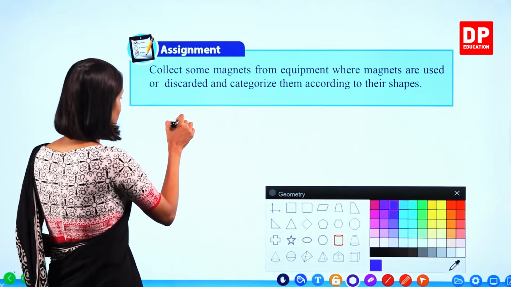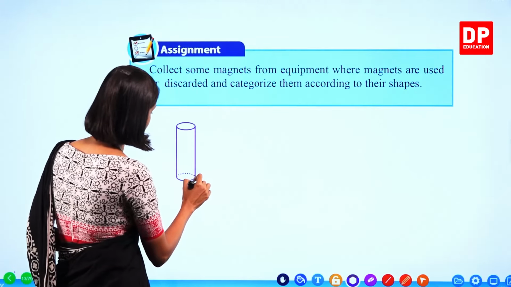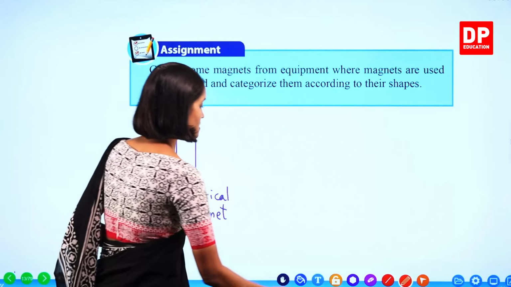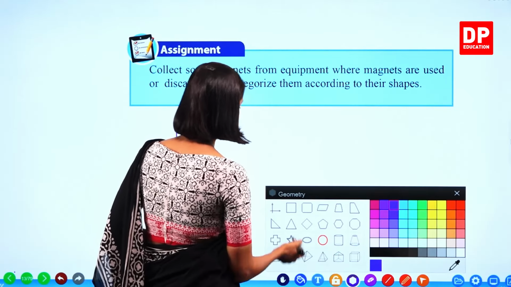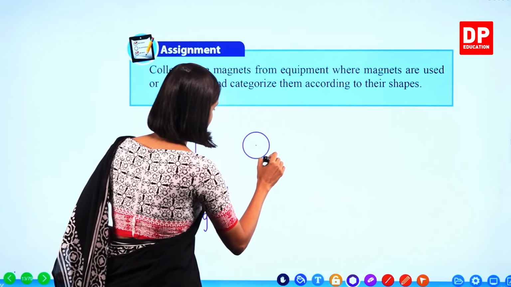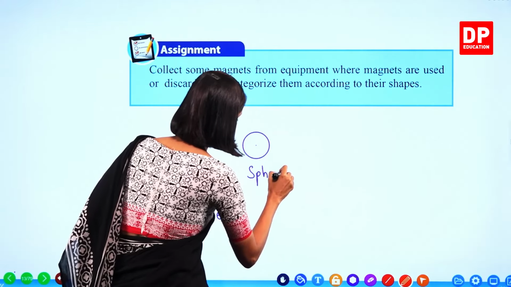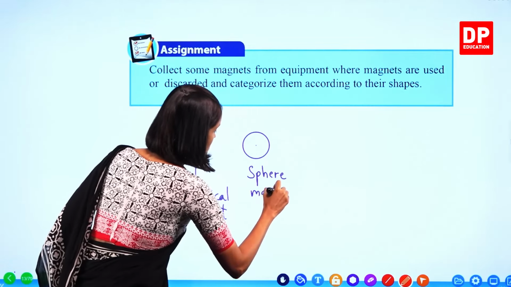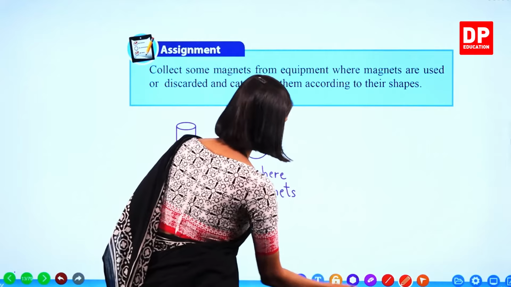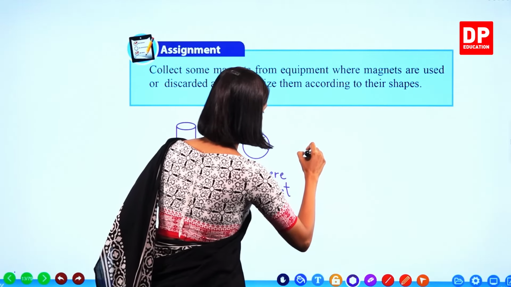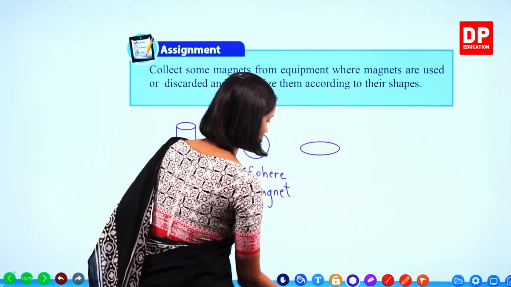Cylindrical magnets. I'll show you. These type of cylindrical magnets are there. Let's write the name. Cylindrical magnet. Sometimes spherical magnets are there. These are known as sphere magnets. Bowl shaped, right? Oval shaped magnets are there. Oval magnets.